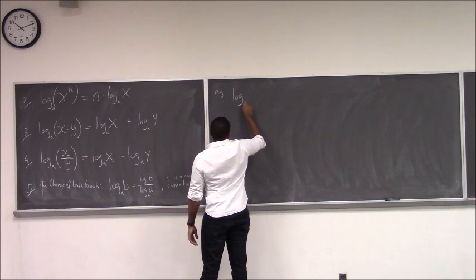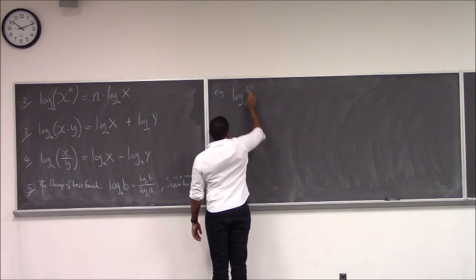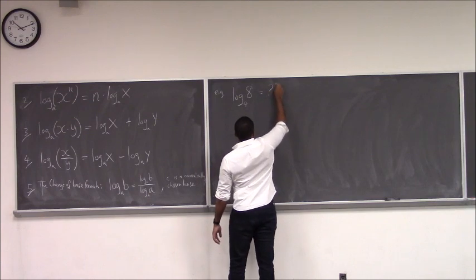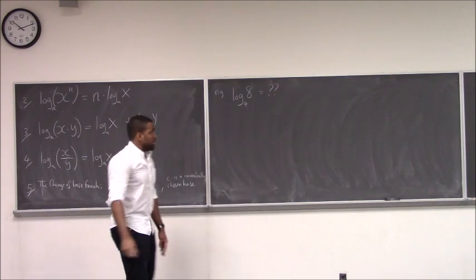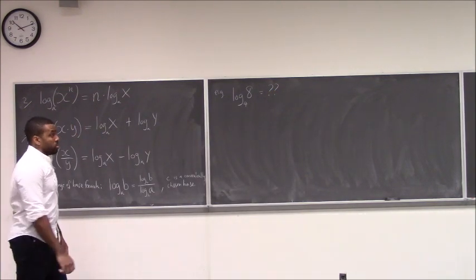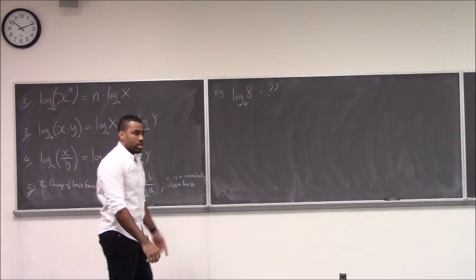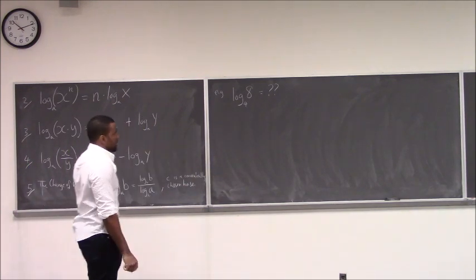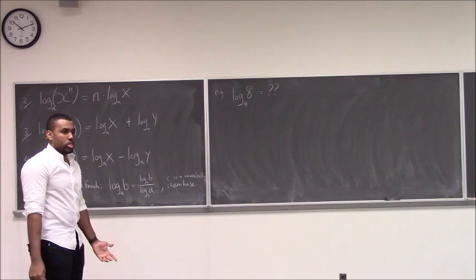Let's say I wanted to find log to the base 4 of 8. Now log to the base 2 of 8 was simple. We saw that was 3 because 2 to the power 3 was 8. It was very nice to see. But 4 to the power what gives you 8?